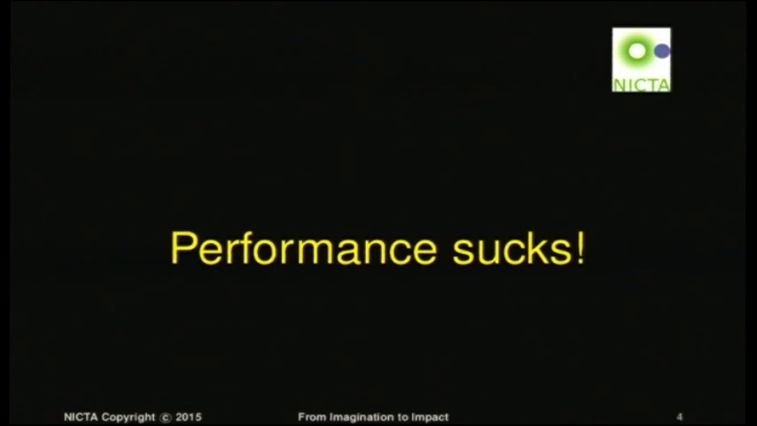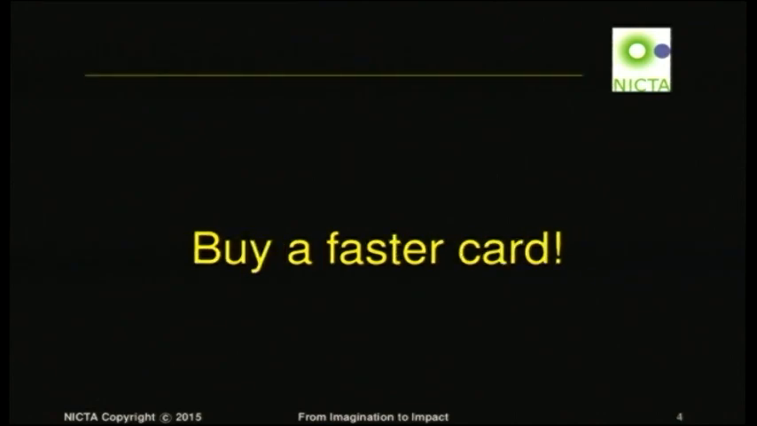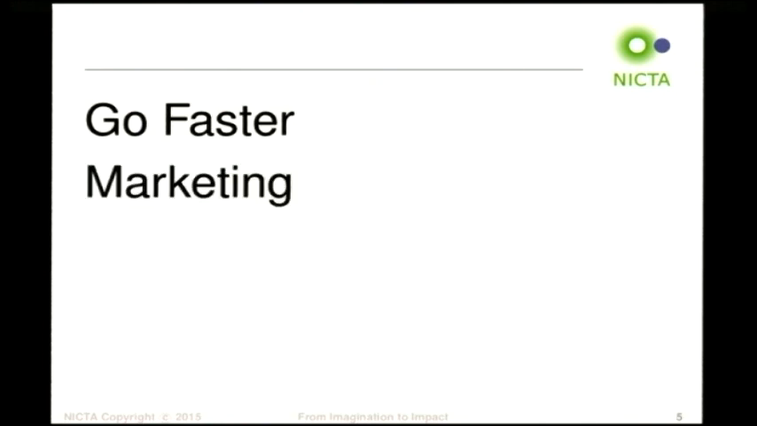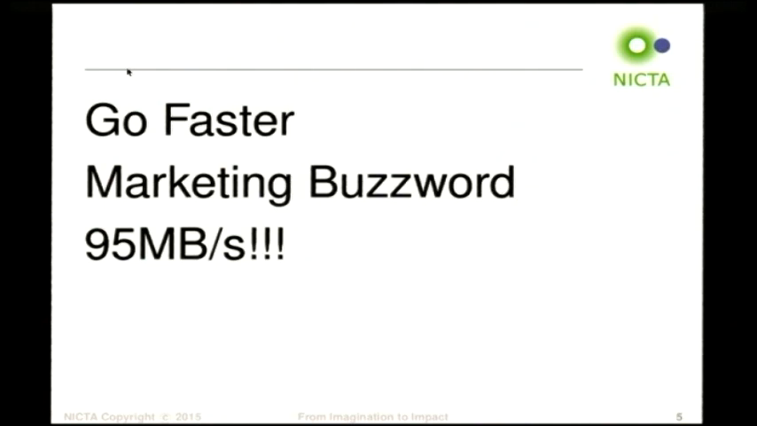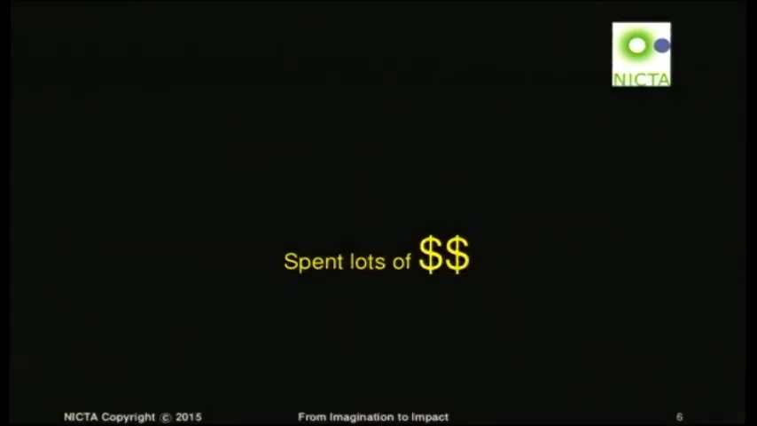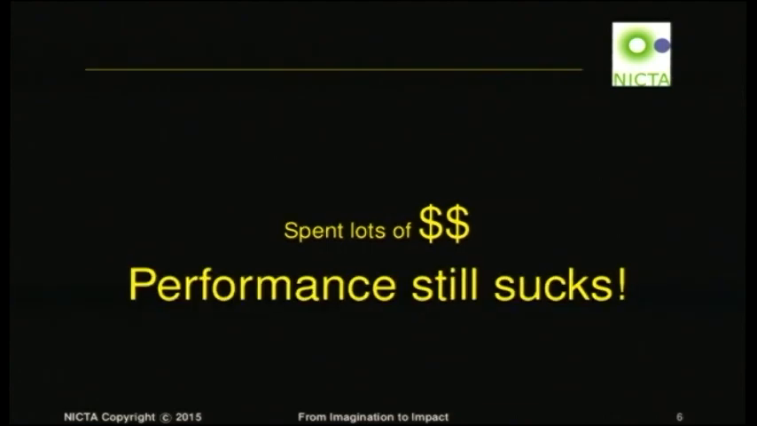My first thought was, well, buy a faster card. Maybe we could get something like a SanDisk Extreme Pro with go faster stripes. And my battery's died, okay. And you might be able to get that 95 megabytes per second that they specify. You'll certainly pay enough for the extra packaging. So I spent lots of dollars. Fortunately, my employer's dollars, not mine. So sometimes I remember I'm an engineer when I'm not doing workplace health and safety inspections.